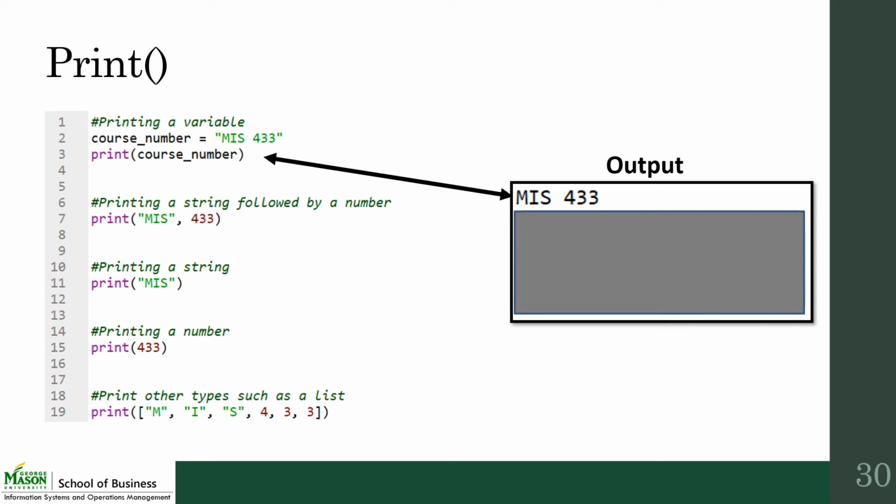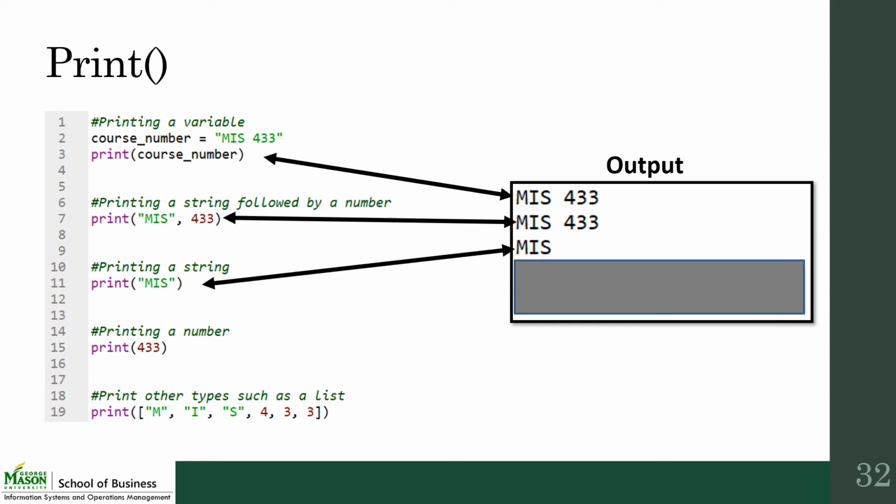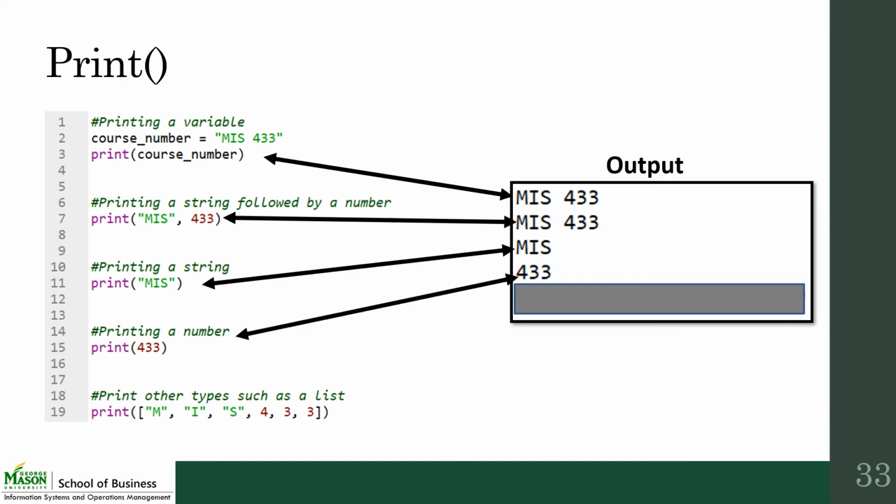Let's take a look at some ways to output information using the print function. We see the first example in lines 2 to 3 where the variable is first defined and then printed out. Line 7 outputs the same information but using two values and two different value types separated by a comma. Line 11 prints out one string value that does not belong to a variable, like line 7. And line 15 prints out an integer value.